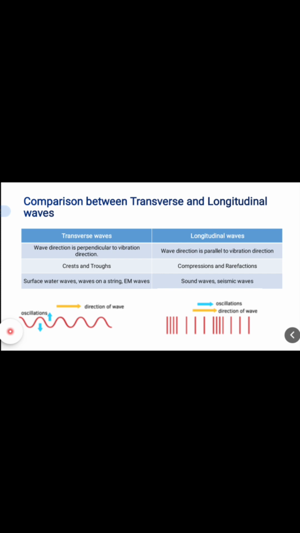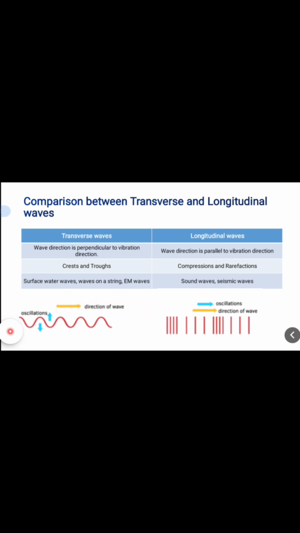How the particles are moving, how the particles are vibrating according to the wave propagation, is what makes the difference between a transverse and a longitudinal wave. Like here, if you have thrown a stone onto the water at this position, what happens? These red lines are the water particles. Each water particle will be vibrating in this way. In this way will be the oscillations, which is perpendicular to the wave direction.